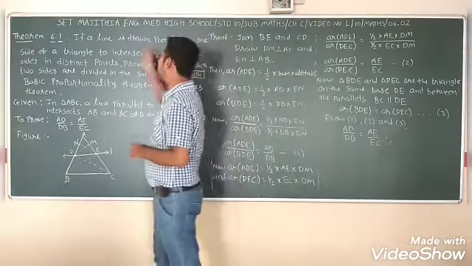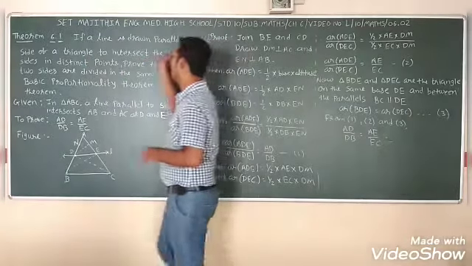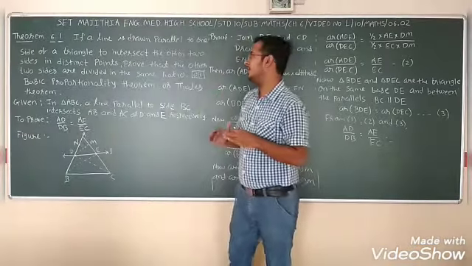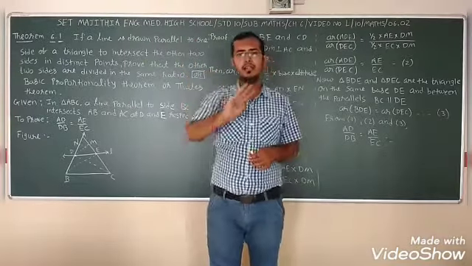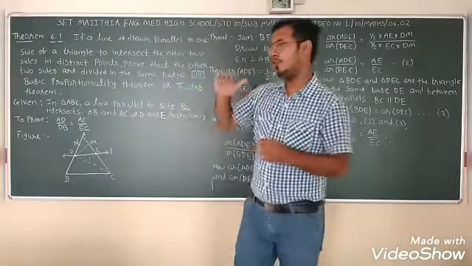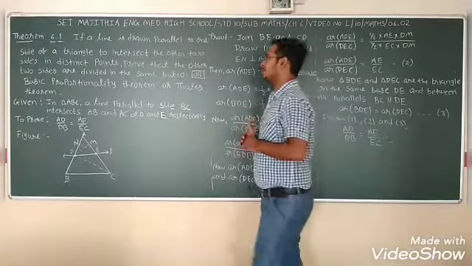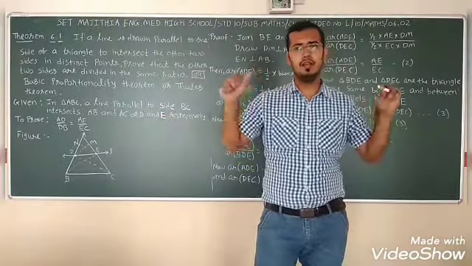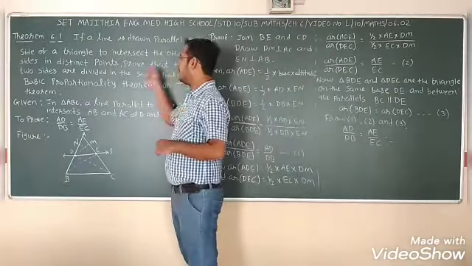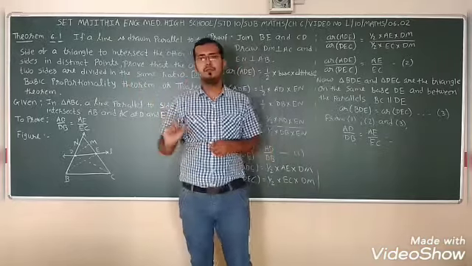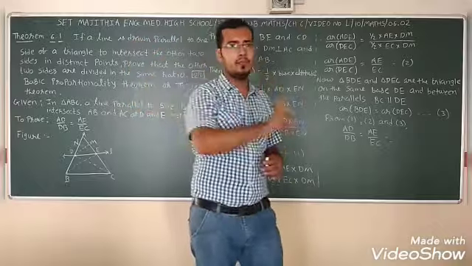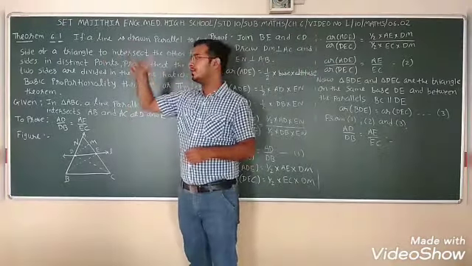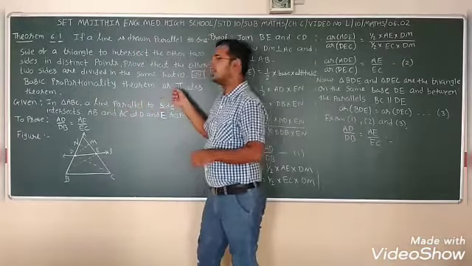If a line is drawn parallel to one side of a triangle to intersect the other two sides in distinct points, then the other two sides are divided in the same ratio. So the first lines say that in a triangle there are 3 sides. If we draw a line parallel to one side, and it intersects the other two sides at distinct points, then those two sides are divided in the same ratio. That is the theorem statement, also known as the basic proportionality theorem.